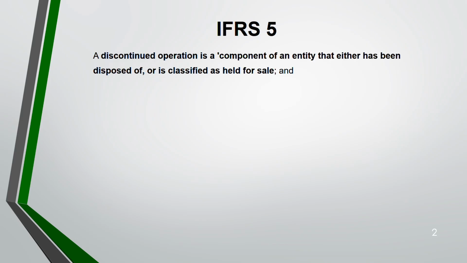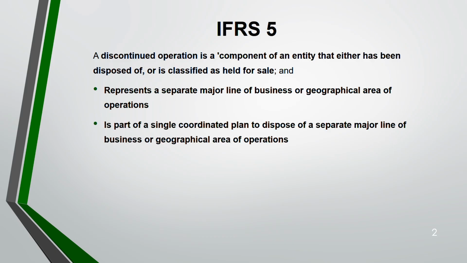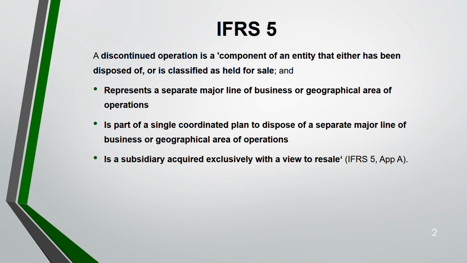Now, what is a discontinued operation? A discontinued operation is a component of an entity that either has been disposed of or is classified as held for sale, and it represents a separate major line of business or geographical area of operation. It may be part of a single coordinated plan to dispose of a separate major line of business or geographical area, or a subsidiary acquired exclusively with a view to resale. All these things are either classified as held for sale or discontinued operation.